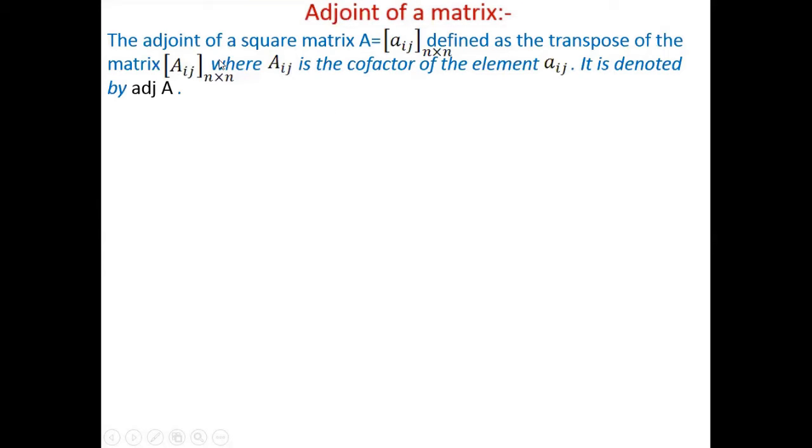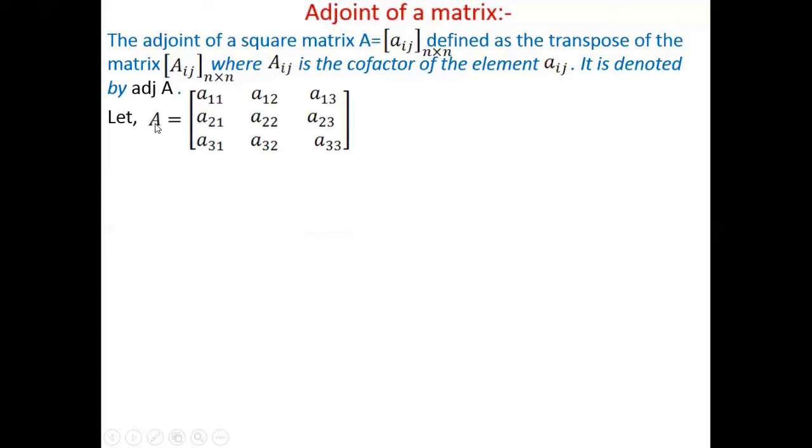Hello everyone. Today we are going to discuss the adjoint of a matrix and the inverse of a matrix. So, the adjoint of a square matrix is defined as the transpose of the matrix where Aij is the cofactor of the element aij. It is denoted by adjoint A. Here small aij represents the element and capital Aij represents the cofactor. Okay, so let us go through an example, then it will be clear for us.